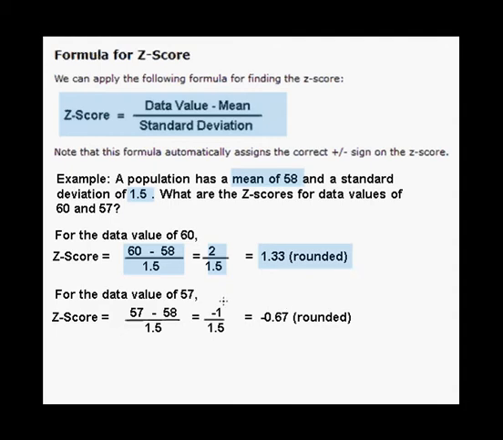Now for the data value of 57, we plug it into this formula. 57 minus the mean of 58, all over the standard deviation, we get negative 1 over 1.5. That divides out to negative 0.6 repeating. We round that to negative 0.67. Notice this formula gives us the correct sign on our z-score.